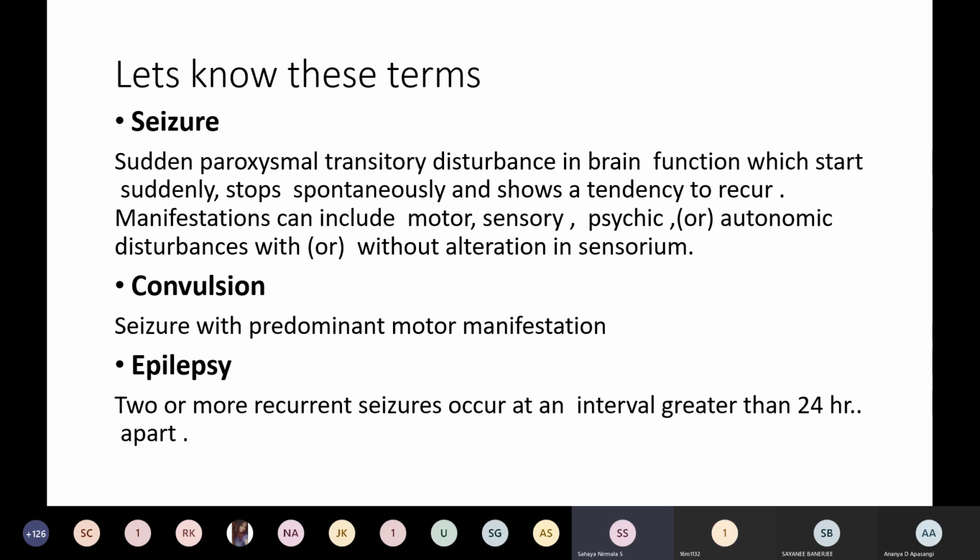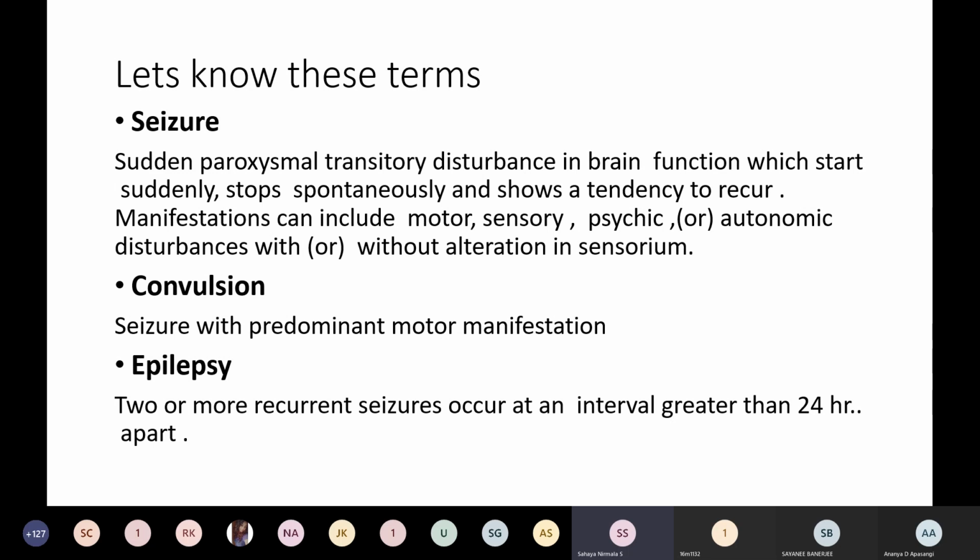Coming to convulsion, if there is a seizure with predominant motor manifestation, then we say it is a convulsion. For example, we know about absent seizures, where a child will just sit and stare, or whatever activity he is doing, there will be a brief interruption in the activity. That is what we call an absent seizure. But there is no motor component in an absent seizure, so we never say absence convulsion; we say it is an absent seizure. Whereas if you take a generalized tonic-clonic convulsion, there is a predominant motor component to that. So at that time we say it is a generalized tonic-clonic type of convulsion or seizure. If there is a predominant motor manifestation in a seizure, you can interchangeably use it as convulsion.